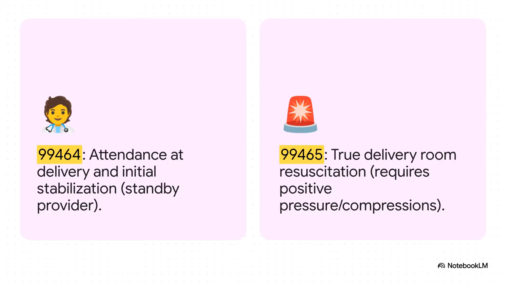Let's break down the difference between these two codes because it is vital. Code 99464 is what you use when the delivering provider, say the OBGYN, specifically asks another provider, like a pediatrician, to be there for the initial stabilization of the newborn. You're basically on standby, and then you stabilize the baby. But code 99465, that is exclusively for true delivery room resuscitation. The CPT manual does not mess around here. This specifically means providing positive pressure ventilation or chest compressions because the baby has acute inadequate ventilation or cardiac output. Just doing a little suctioning or giving blow-by oxygen? No way. That absolutely does not qualify for 99465.